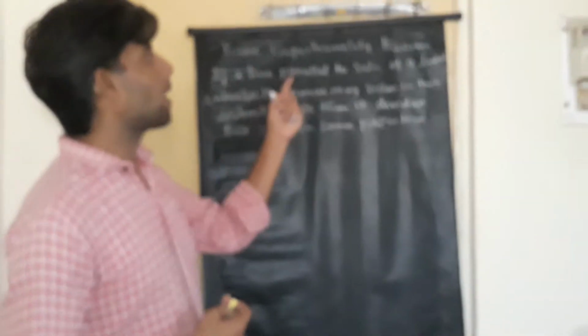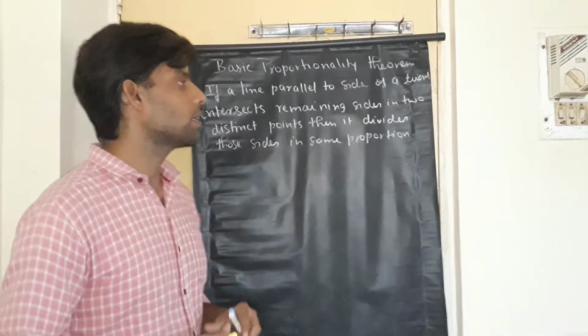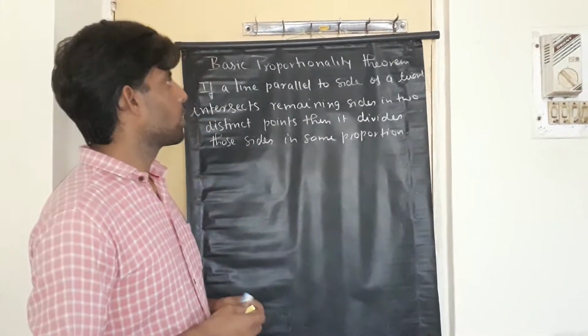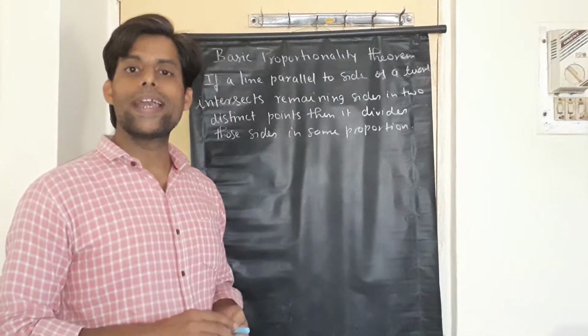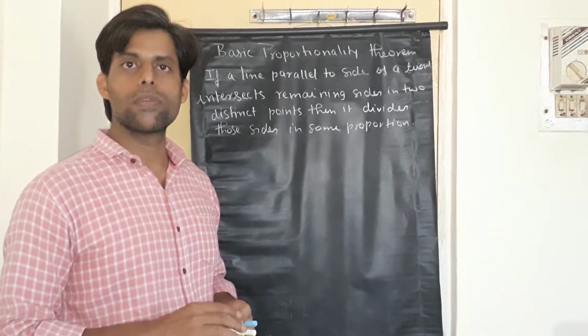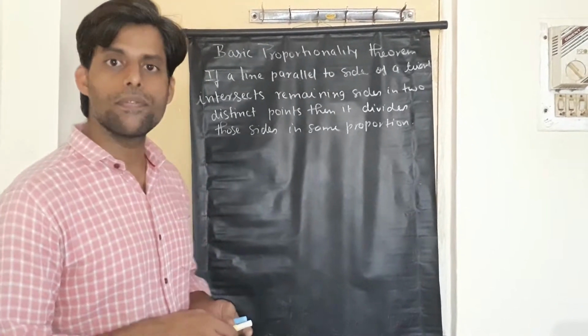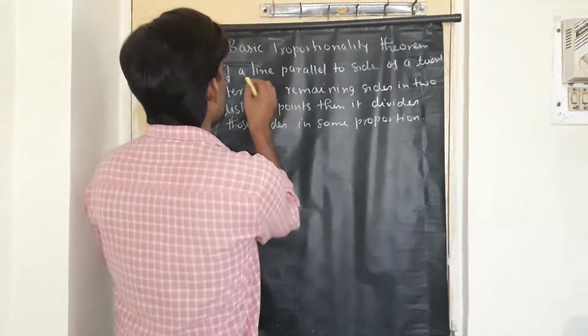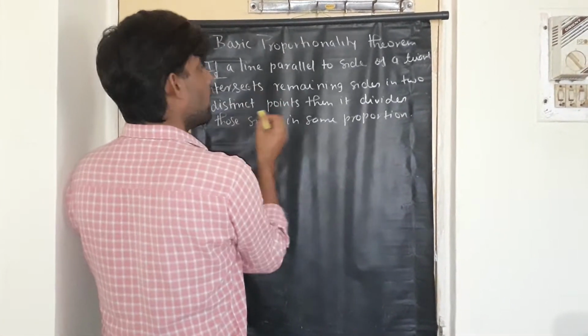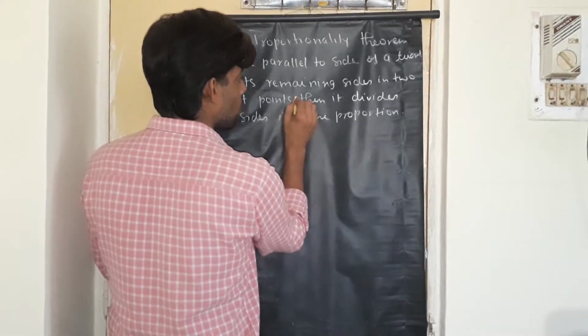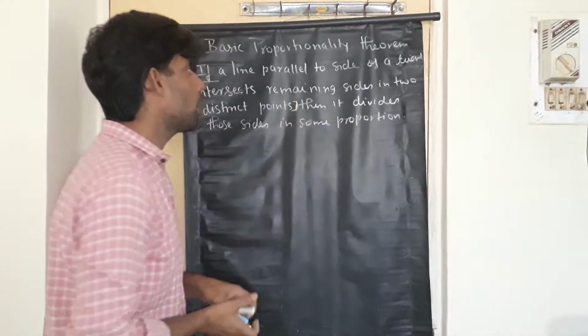If a line parallel to a side of a triangle intersects the remaining sides at distinct points, then it divides those sides in the same proportion. Well, it's a theorem we had learned in ninth standard. To identify the given and the to-prove from a theorem, if a statement is in if-then form, then from if till then, the statement is what is given. So here, this is the given part.